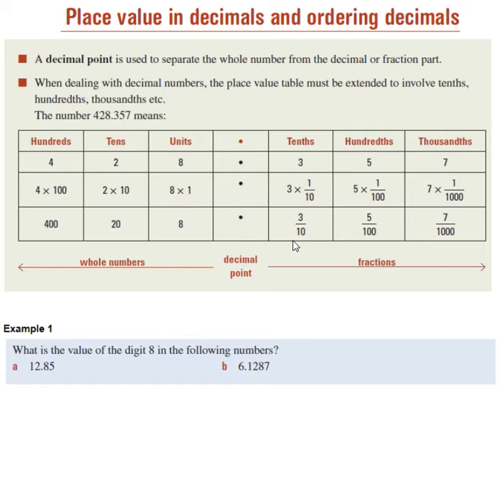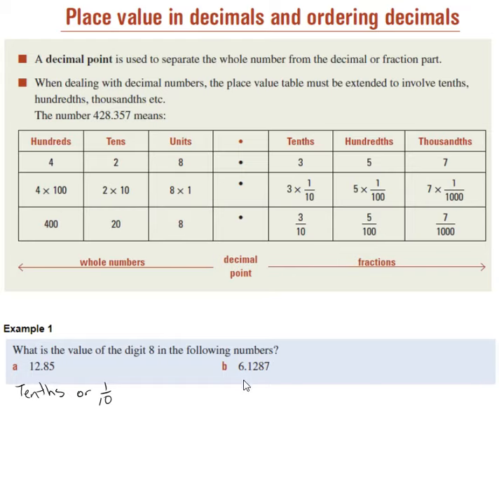Now let's quickly look at example 1, because I'm pretty sure you know what to do. It says, what is the value of the digit 8 in the following numbers? Okay, so here's the 8 here. It's the number just to the right of the decimal point. So any number just to the right of the decimal point is in the tenths column. So to answer this particular question here, you can do it in one of two ways. You can actually write the word tenths, or you can write 1 over 10. That is the place value of the 8 in that particular question.